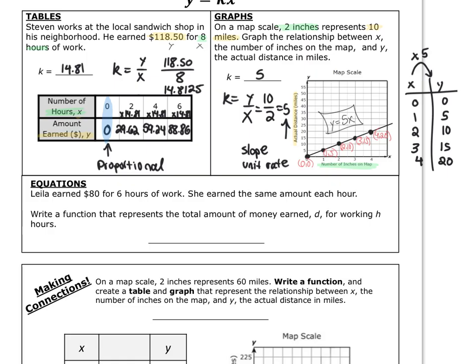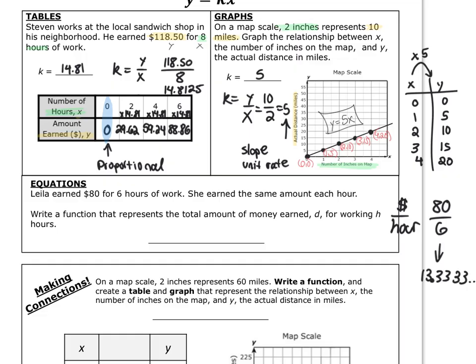But let's look at one more example here. Layla earned $80 for 6 hours of work. She earned the same amount each hour. Write a function that represents the total amount of money earned, D, for working H hours. So what we are looking for here is dollars per hour. We have $80 and we have 6 hours. So we need to know what 80 divided by 6 is.